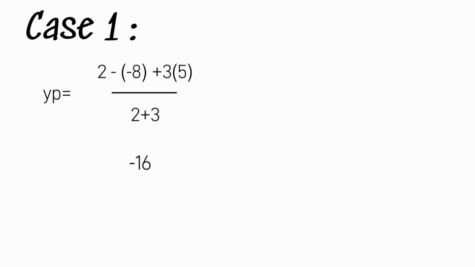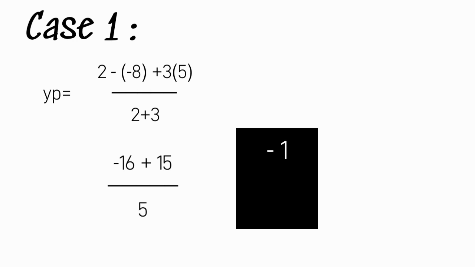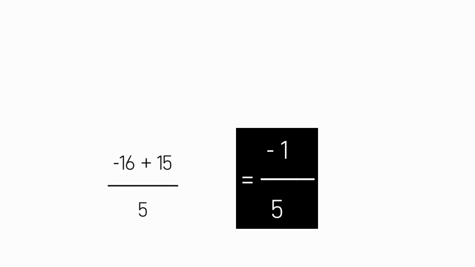For y sub p, 2 times negative 8 plus 3 times 5 over 2 plus 3 is equal to negative 16 plus 15 over 5. And the answer is negative 1/5. y sub p is equal to negative 1/5.